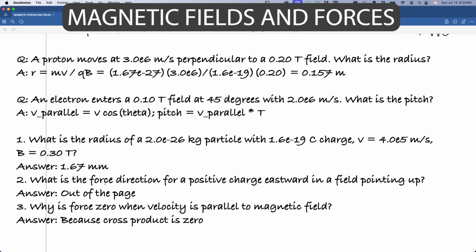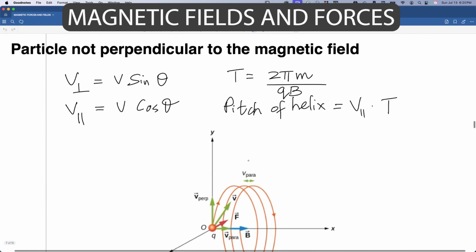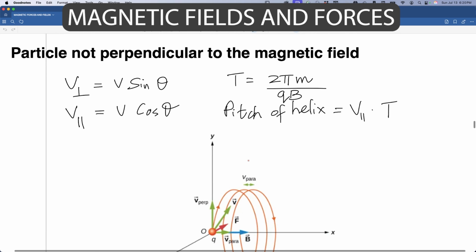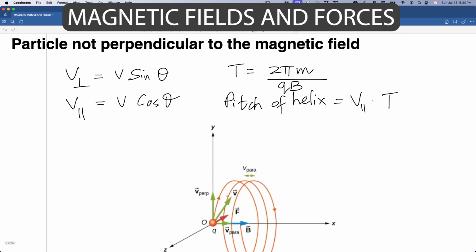here it's not entering perpendicular. An electron enters at 45 degrees. What's the pitch? So let's go on to see what that means. Okay, look at this. If the particle does not enter perpendicular to the magnetic field, the first thing we have to do is break up the velocity into its components. You have the perpendicular component and the parallel component, meaning parallel to the magnetic field, perpendicular to the magnetic field.